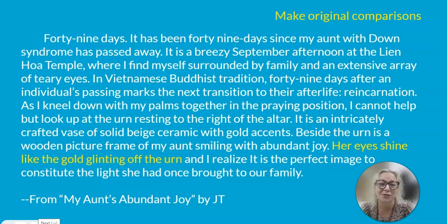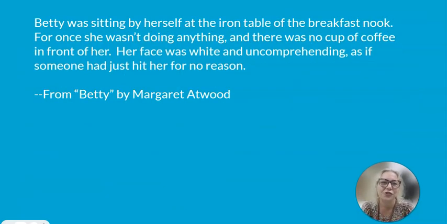All right, so those are some examples from a student sample. I've got one more example from the great Margaret Atwood. And here is her short couple of lines from her great short story called Betty. Betty was sitting by herself at the iron table of the breakfast nook. For once she wasn't doing anything, and there was no cup of coffee in front of her. Her face was white and uncomprehending, as if someone had just hit her for no reason. All right. This is a character who is clearly surprised and alone and has suffered something unfortunate, right?